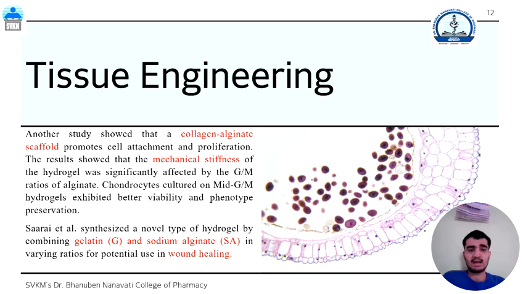Another study showed that the collagen alginate capsule promotes cell attachment and proliferation, and the mechanical stiffness of the hydrogel was significantly affected by the guluronic to mannuronic ratios of alginate. Chondrocytes cultured on the hydrogel showed better viability and phenotype preservation. A scientist named Tarai synthesized a novel type of hydrogel by combining gelatin and sodium alginate in varying ratios for use in wound healing.